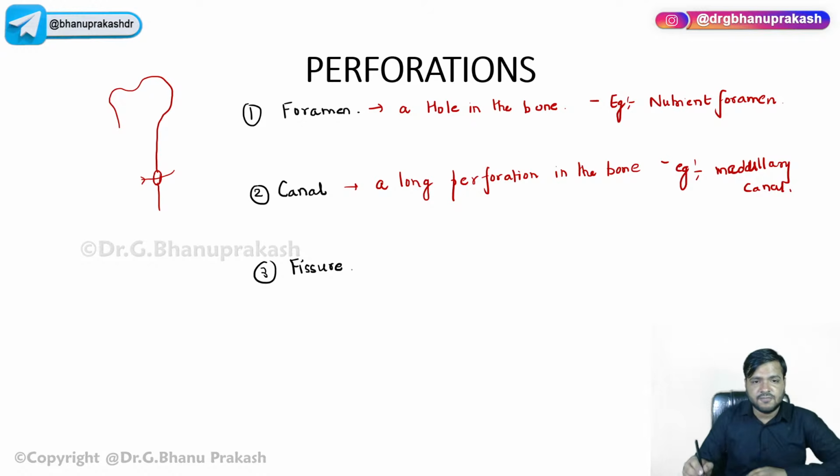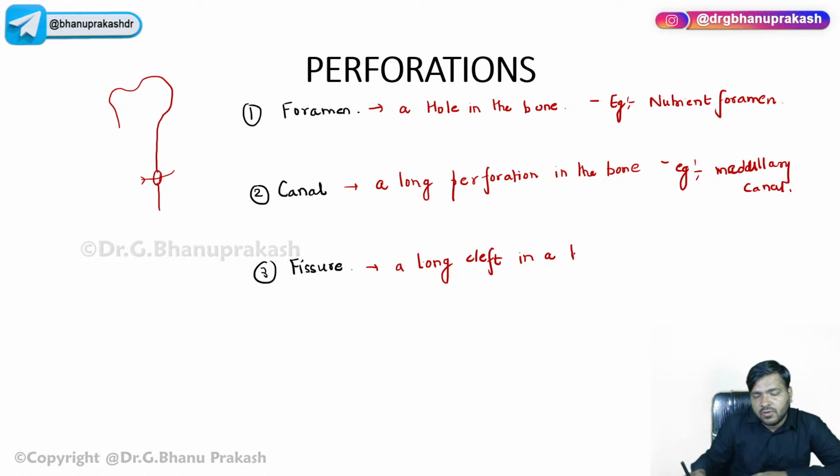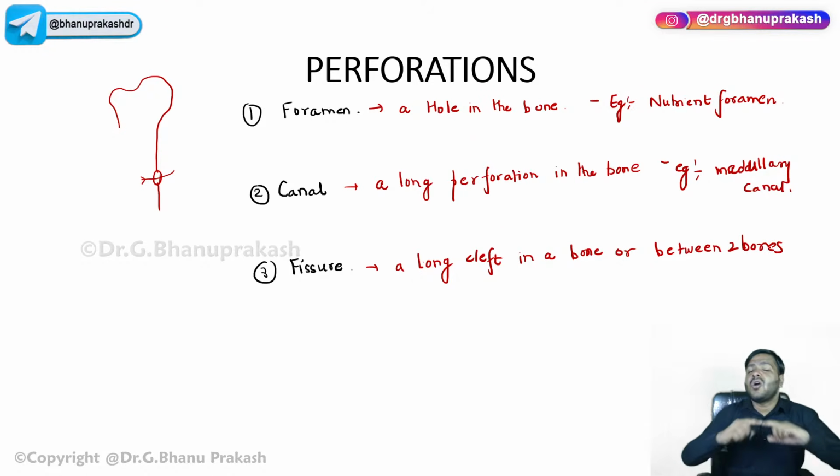The third one is the fissure. It is a long cleft in a bone, a big crack-like appearance that we see. It is a long cleft in a bone, or it can be between two bones also. So we have foramen, canal, and fissure.